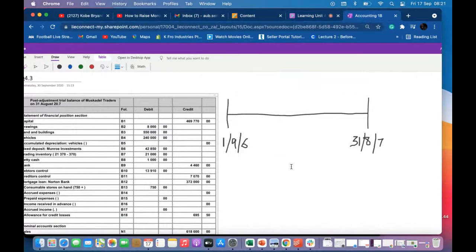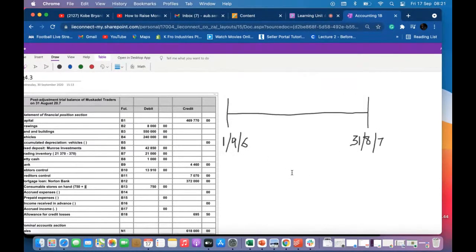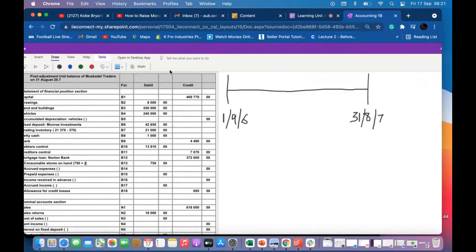So I think I'm just going to use this timeline over here. Well, we know it's a year. Again, we said we haven't bought or sold anything. And we're on the reducing balance method. So we need to look for the value of vehicles, which we can see there now in the pre-adjustment trial balance is 240,000. Then we want to minus the accumulated depreciation, which is 60,000, which then gives us a carrying value of 180,000.